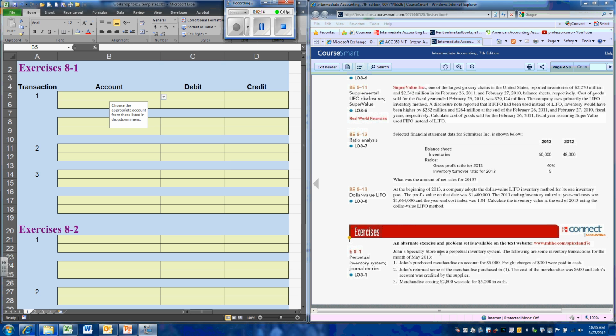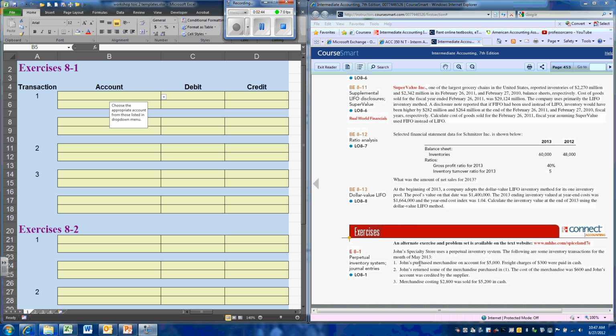In the first transaction, we're going to purchase some merchandise on account using our credit. The merchandise is going to cost us $5,000. We're responsible for paying for shipping, so this would be FOB shipping point. We're going to have to pay a common carrier freight charges of $300. So merchandise is purchased on account. The freight charges will be paid in cash upon delivery.